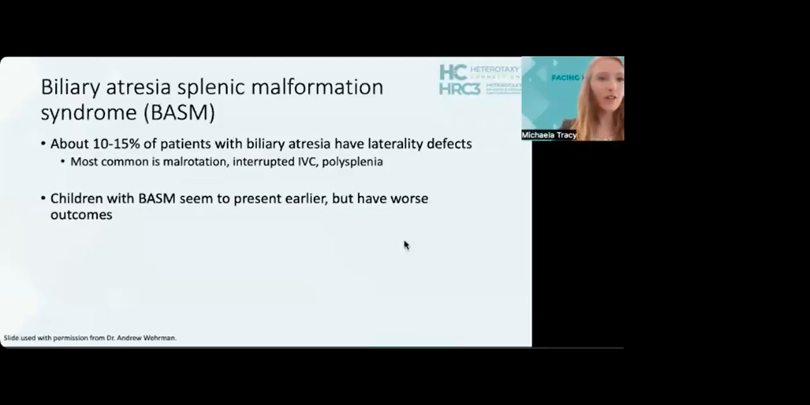Important to talk about this, there is an entity called biliary atresia splenic malformation syndrome. About 10 to 15% of patients who have biliary atresia have laterality defects, which would include malrotation, polysplenia, interrupted IVC. Unfortunately, these children with BASM seem to present earlier to care, which you would think would be good because we talked about earlier is better, but have worse outcomes.